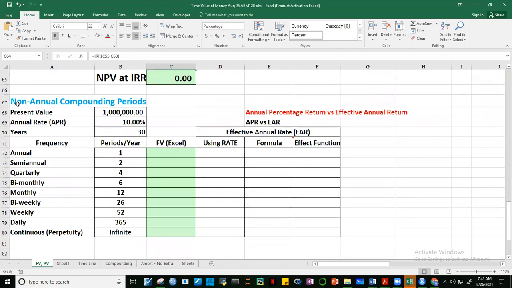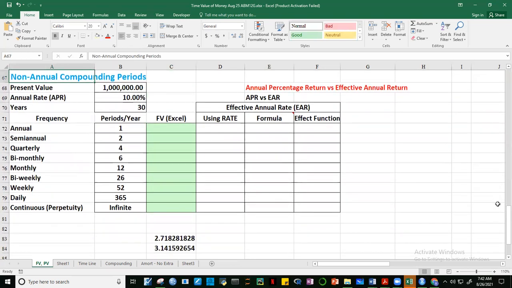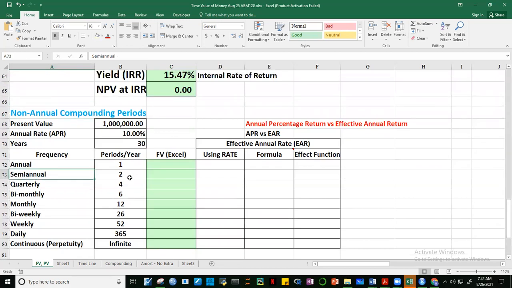Okay, so today we're going to learn the concept of APR and EAR. APR, annual percentage rate, versus the effective annual rate, APR versus EAR. So oftentimes we meet compounding of cash flows that's not only once a year. If we have compounding of cash flows, for example, semi-annual, it means that interest is computed twice a year. So let's look at it through an example.